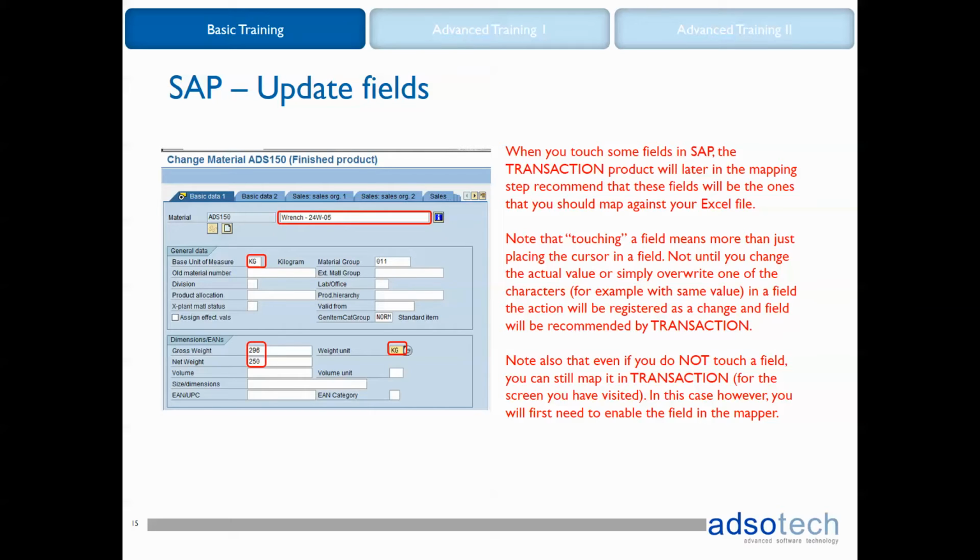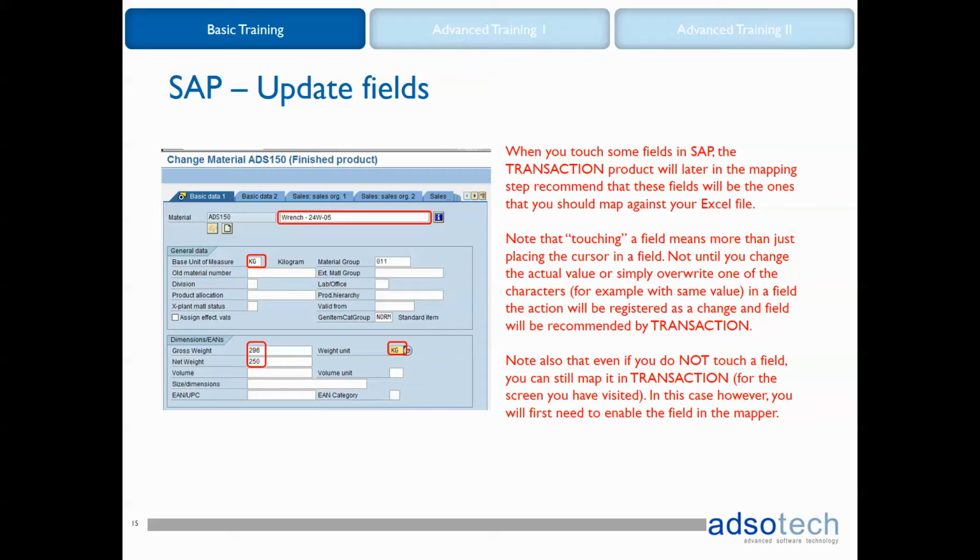It's not necessary to change the actual value in the field. So for base unit of measure, I could put my cursor there and, for instance, retype kg for kilograms. But I need to use my keyboard in some way so that the system recognizes that this is a field that I actually want to have in my script. Same thing applies to gross weight, net weight, weight unit, and so on.